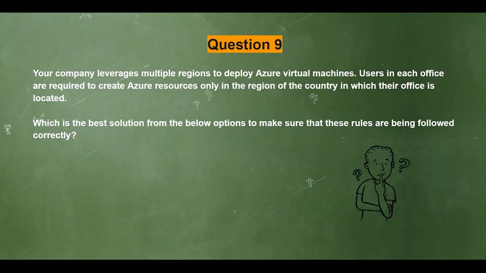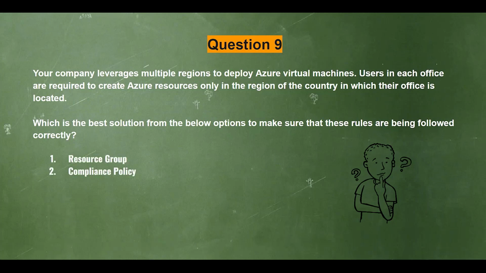Question 9. Your company leverages multiple regions to deploy Azure virtual machines. Users in each office are required to create Azure resources only in the region of the country in which their office is located. Which is the best solution from the below options to make sure that these rules are being followed correctly? Number 1, Resource group. Number 2, Compliance policy. Number 3, Azure policy. Number 4, Azure rules. And the answer is option 3.